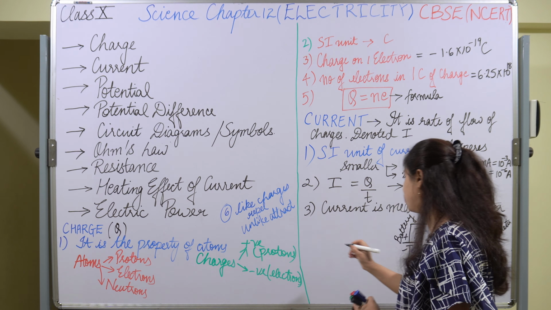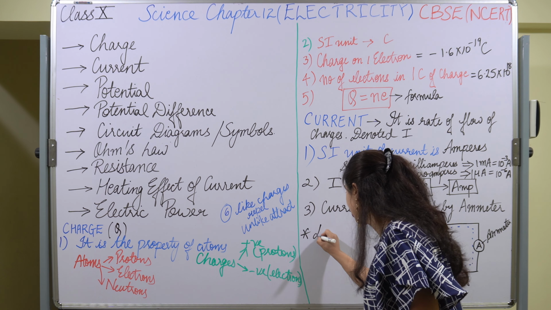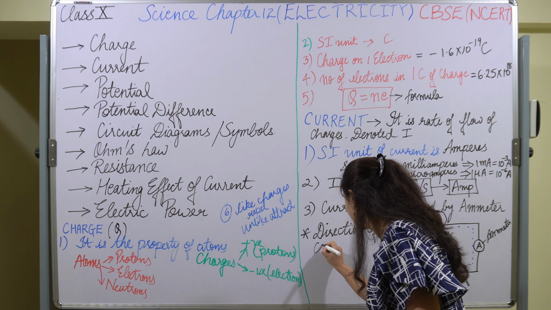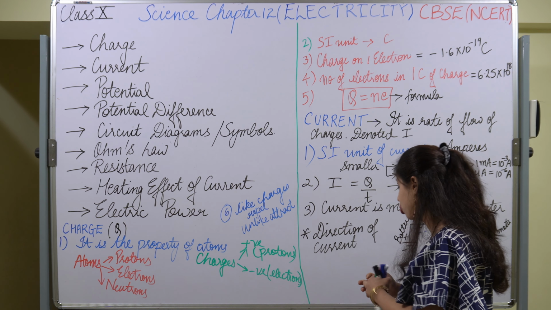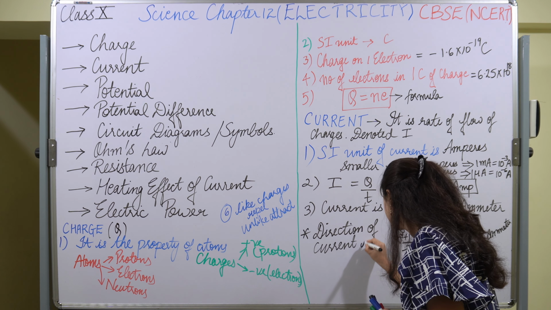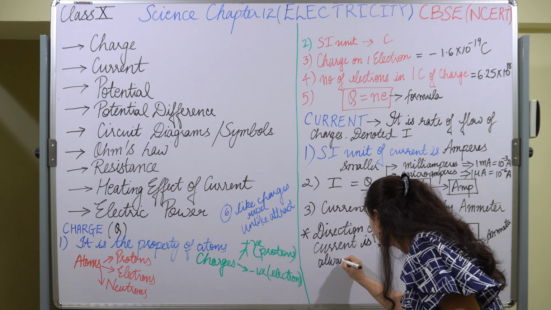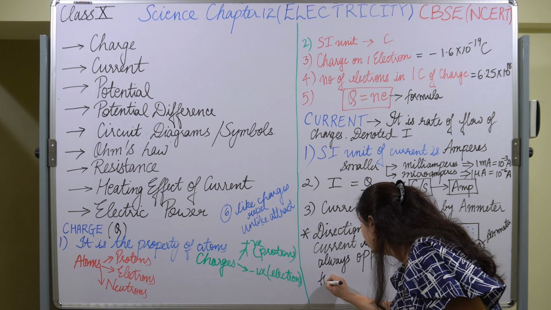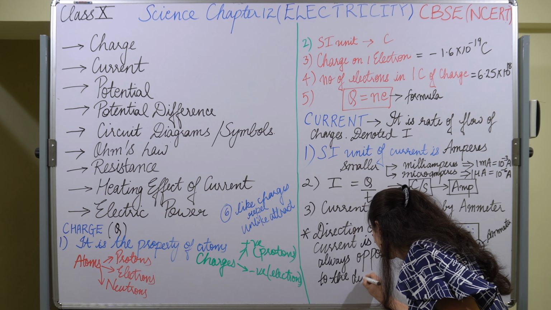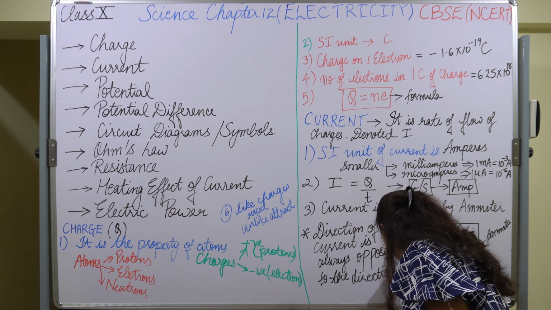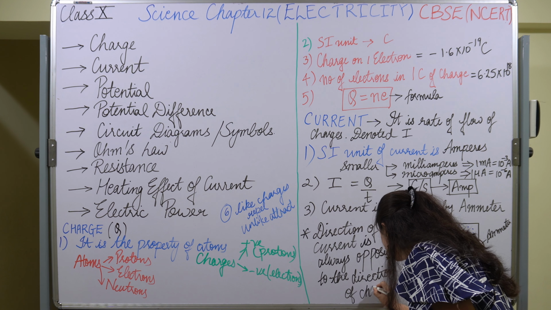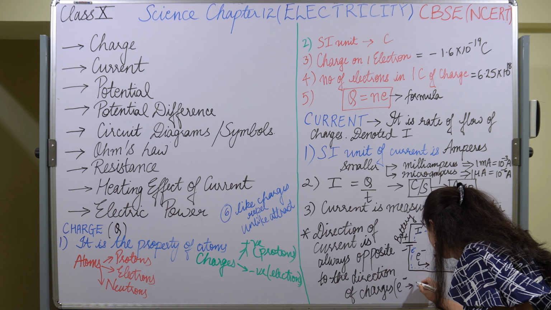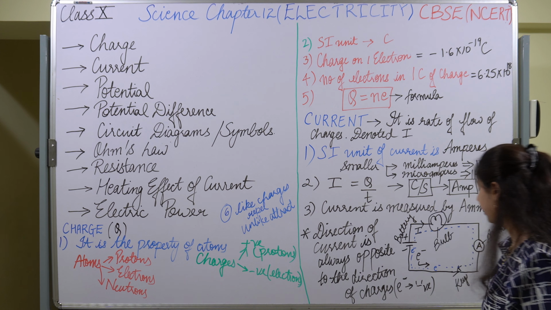So let us jot down this point, which is very much important. Direction of current is always opposite to the direction of charges, which are electrons, which are negative charges. Okay, negative charges.